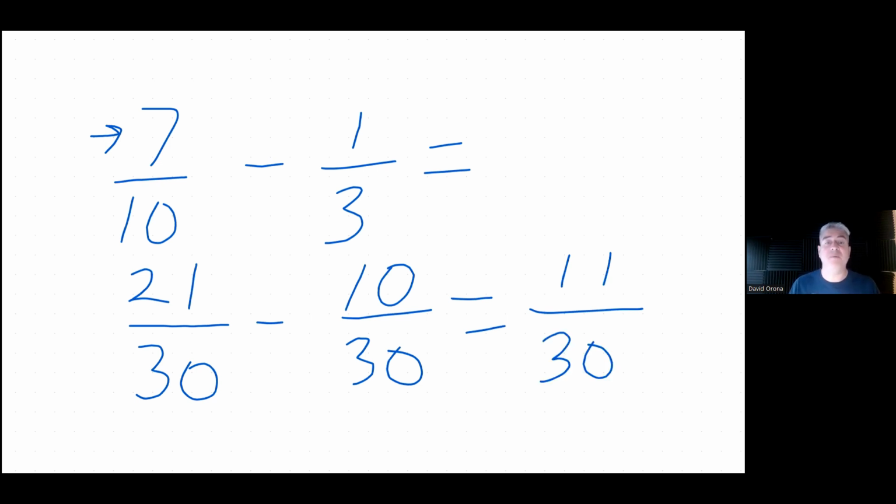Okay, excellent. Can we simplify this anymore? No, we can't. Well, let me tell you exactly why we can't simplify it: because 11 is a prime number, right? The only thing that goes into 11 is 1 and itself, 1 and 11. A prime number cannot be simplified. So this is our answer.